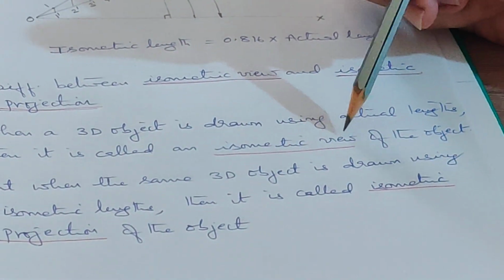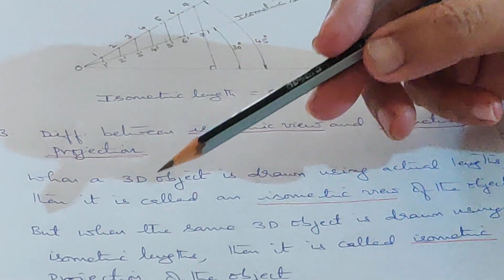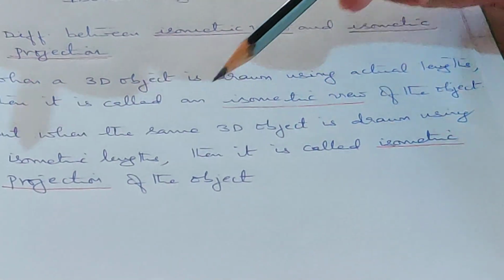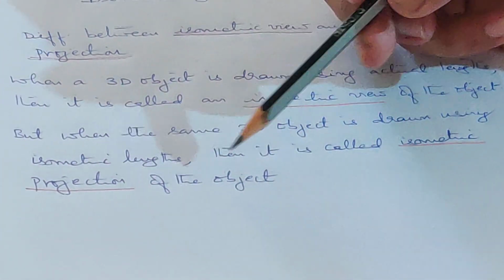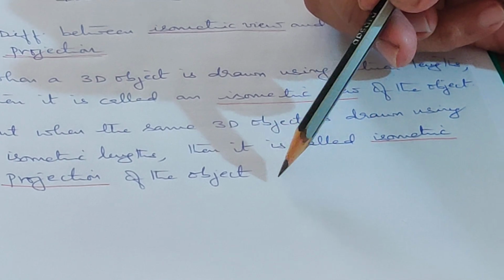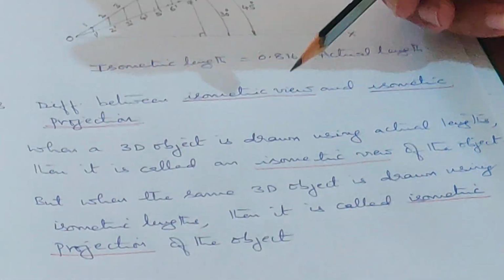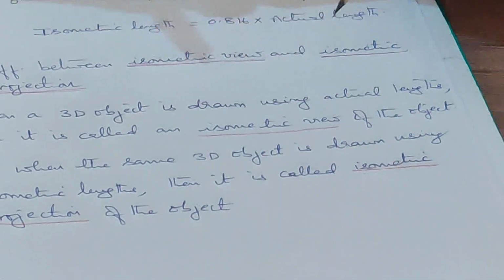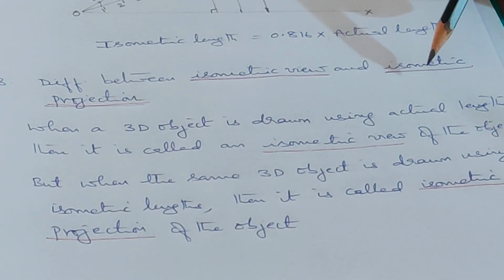Then what is isometric projection? I have written here. When the same 3D object is drawn using isometric lengths, then it is called an isometric projection of the object. So that's the difference between isometric view and isometric projection. Isometric view is obtained using actual lengths, whereas isometric projection is obtained using isometric lengths.